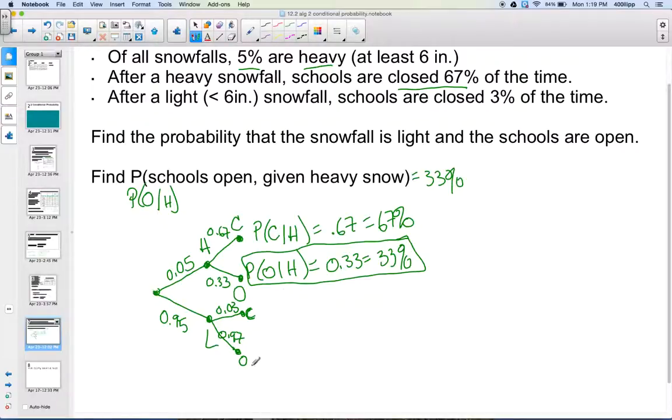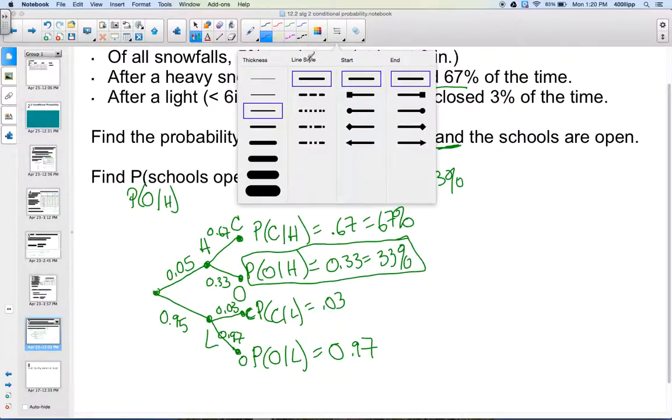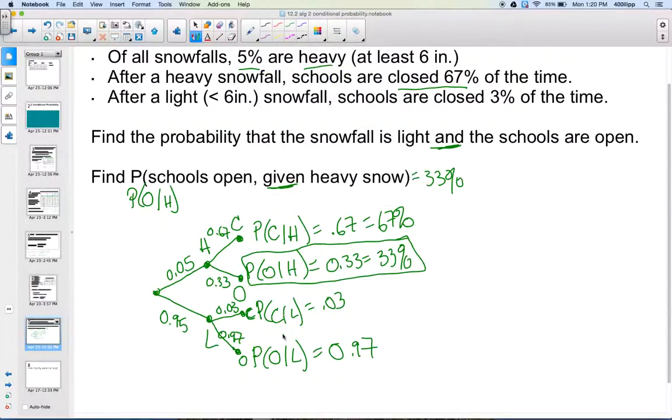Okay, moving on here. So this is the probability school is closed given a light snowfall. And this is the probability school is open given a light snowfall. All right. So now the last thing we need to find is the probability that the snowfall is light and the schools are open. So here's our keyword, and notice in this one it was a given. We're dealing with open and light.